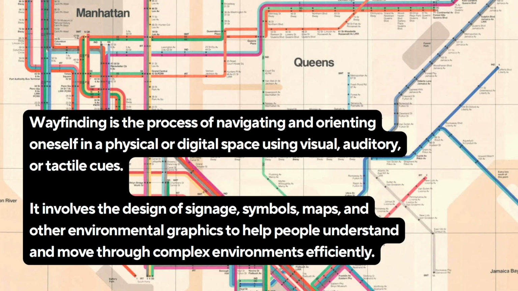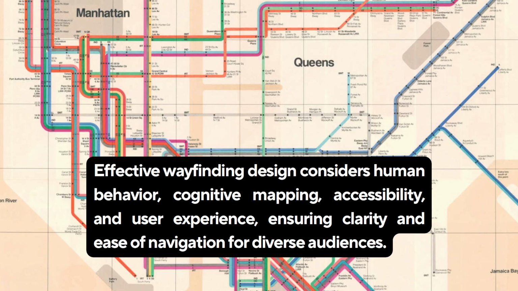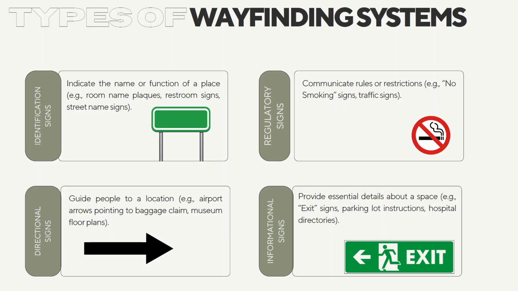Think about this as the UI, UX, or typography. We want that invisible crystal goblet. We want your experience to be intuitive, and we want the user experience to be solid and without any incidents. This is a really good area to study if you're interested in all of this, because effective wayfinding actually considers human behavior, cognitive mapping, accessibility, and the user experience to ensure clarity and ease of navigation for diverse audiences. So what types are we looking at?